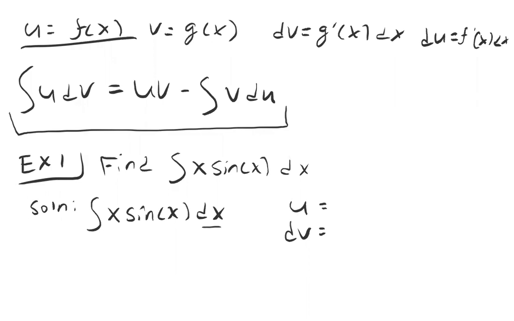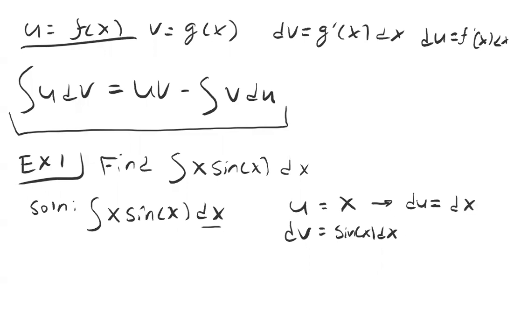You could pick x sine of x, you could pick x, you could pick sine of x, any of those things. So I'm going to pick u to be x, and then dv is going to be everything that's left over. If I ignore the x here, what's left over is sine of x dx. And now I need to get du. I look at the differential of u, and I get just dx here.